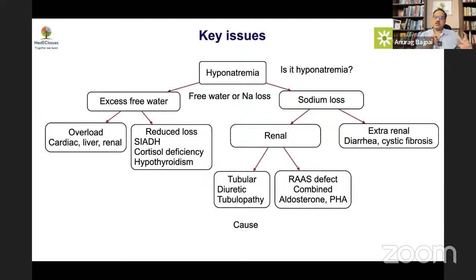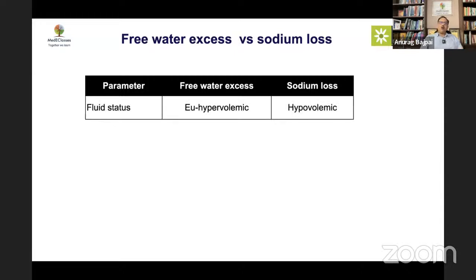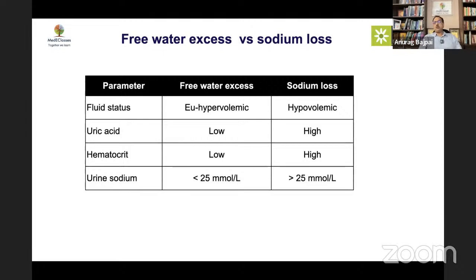So what really distinguishes the two? The most important parameter is really the volume status. So as we discussed, if you have hypervolemia, low uric acid, low hematocrit, and low urinary sodium, you're dealing with a free water excess scenario, third space loss. If you are hypovolemic with high uric acid, high hematocrit, and a lot of urine sodium, you're dealing with a sodium loss scenario. And so basically volume and urine sodium are the key, and uric acid is a surrogate marker of volume. Low uric acid means high volume, high uric acid means low volume.